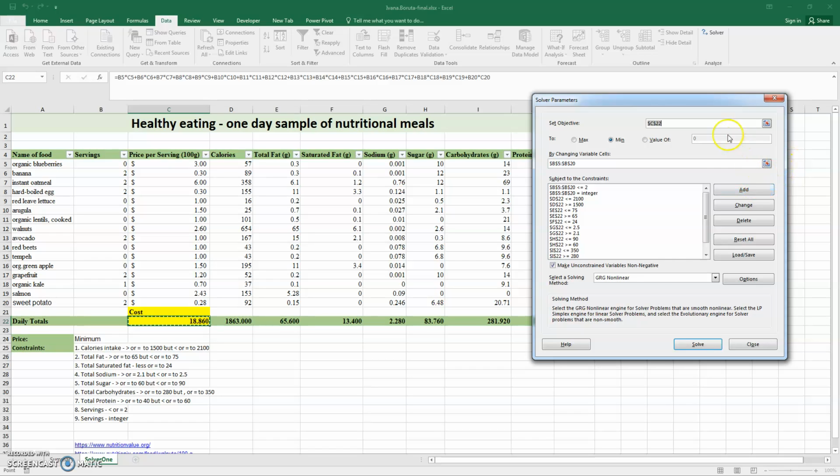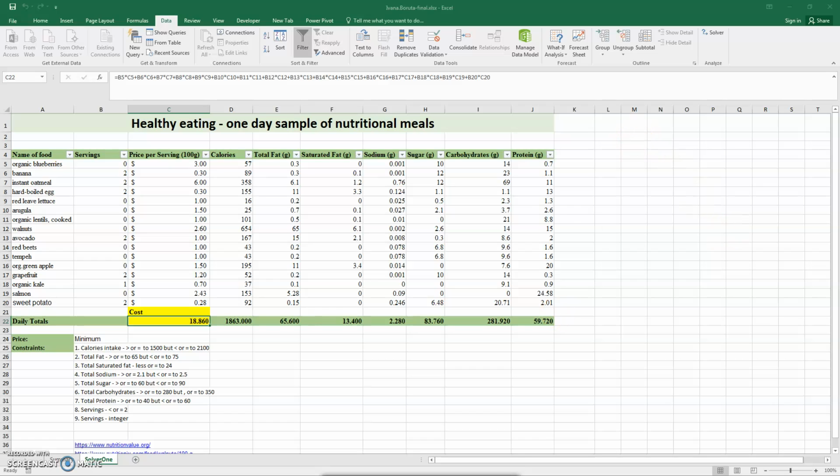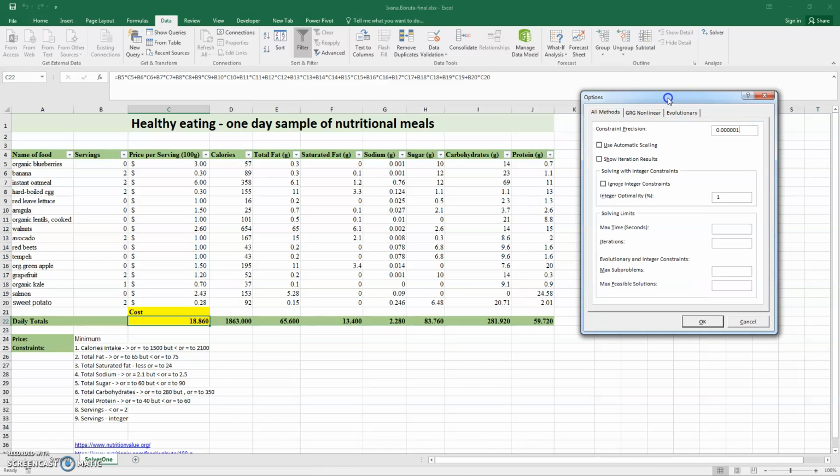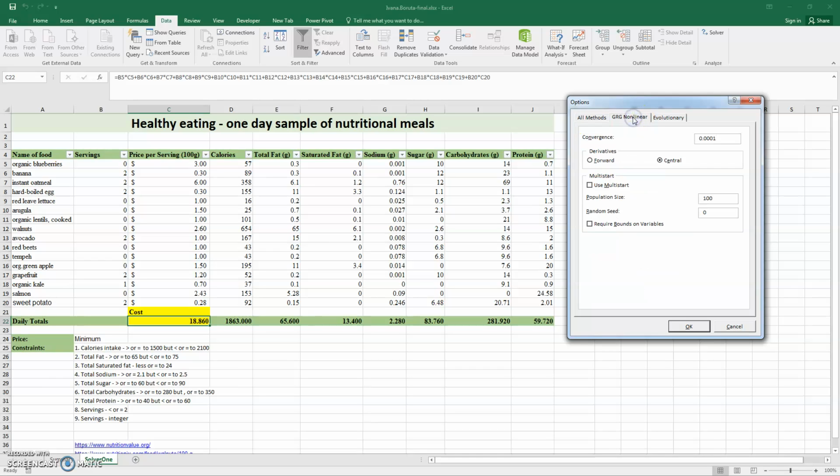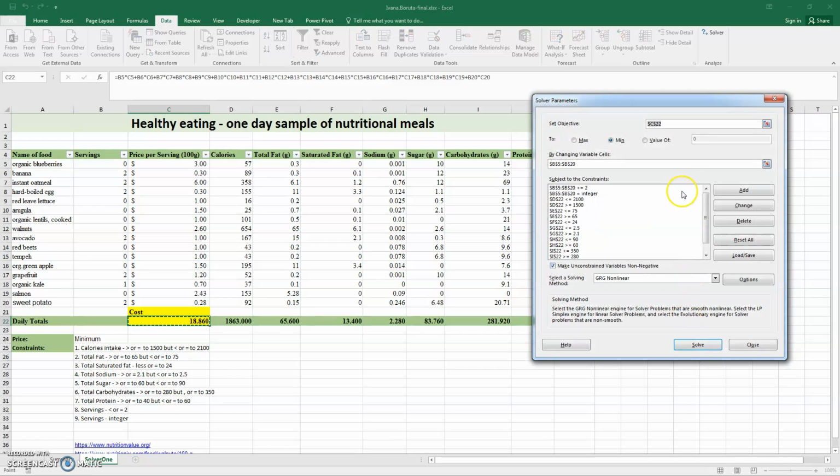You can also choose to do the report when you choose automatic scaling and non-linear, and when you hit solve, it generates the report which will show here in this worksheet, and it will also show down at the bottom as a new tab.